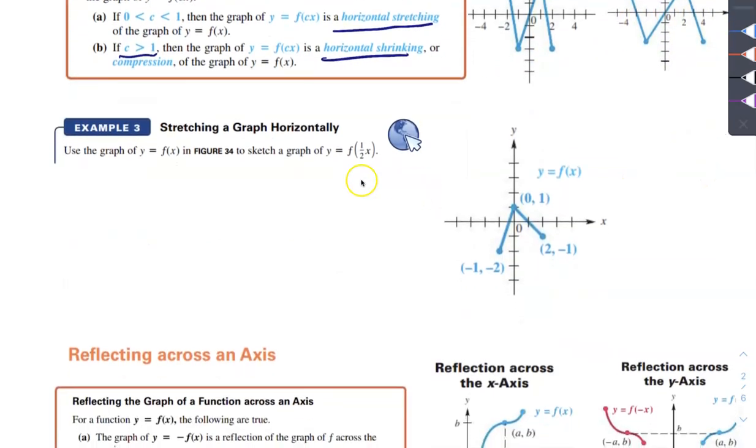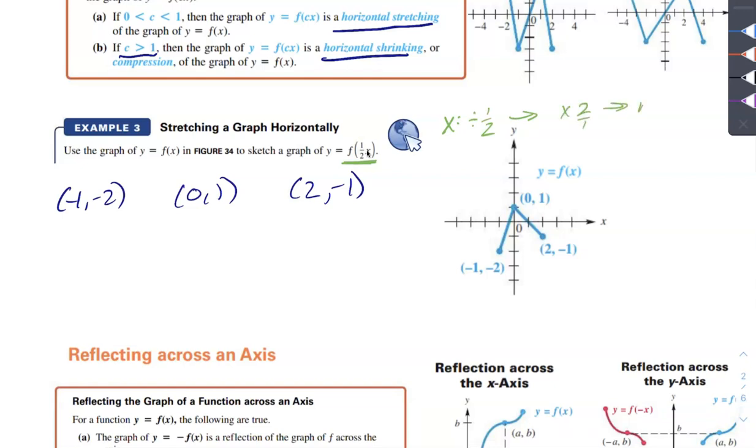So let's look at the one right here. They want us to do it with this one. Here's our graph f of x. Do this to it. The easiest way to do that is get our points: -1, -2, 0, 1, 2, and -1. And then remember this, notice how it's on the inside, so it affects our x value, and we do the opposite of what it says. So we're not going to multiply by 1/2, we're going to divide by 1/2. Well, dividing by 1/2 is the same thing as multiplying by the reciprocal. So basically we're multiplying our x values by 2.